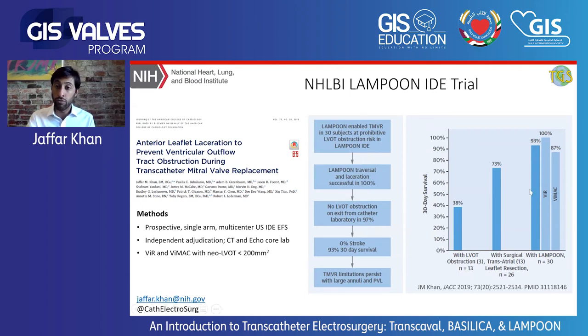And mortality, if you look at these comparative figures, if you do nothing and the patient gets LVOT obstruction, the 30-day survival is only 38%. With transatrial, so a hybrid surgical approach, survival's still pretty poor at 73%, showing these patients are quite frail with a lot of extra comorbidities. However, with LAMPOON, at 30 days, the survival in this sick patient cohort was remarkably good at 93%, showing that if you can do all these things entirely transcatheter and minimally invasive, the patients do better.